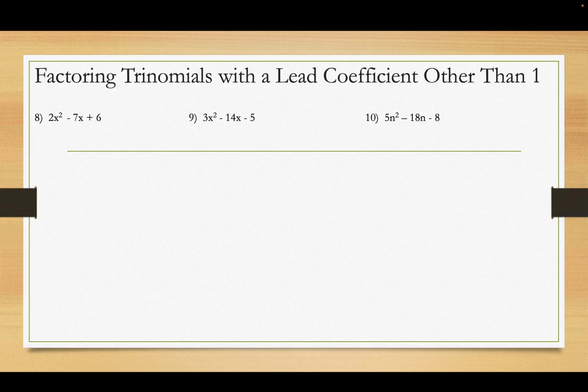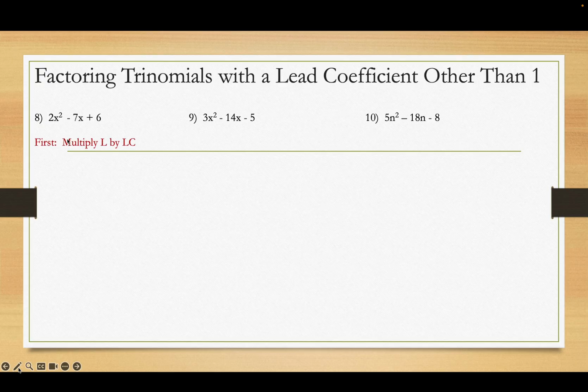Okay, so if I said to myself, oh, there's a 2 in front, let's look for greatest common factor. There is none, I can't divide it out. And then if I said, well, what two numbers multiply out to 6 and add up to negative 7, I would be doing this wrong. Because there's a lead coefficient other than 1. AM does not work when there's a lead coefficient other than 1.